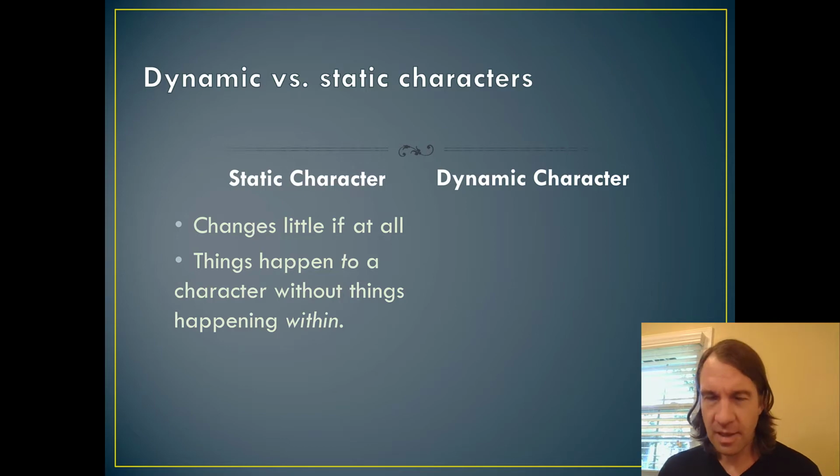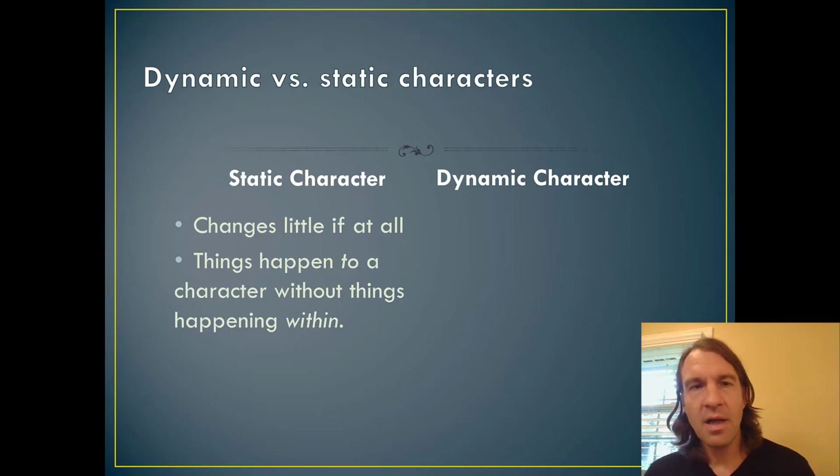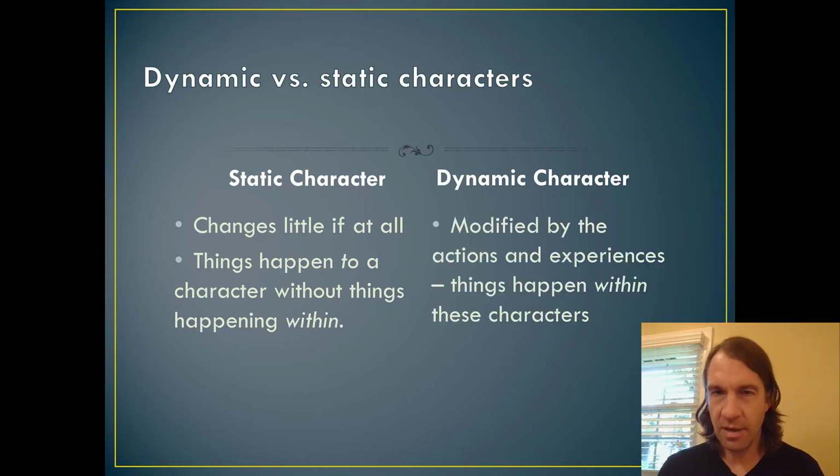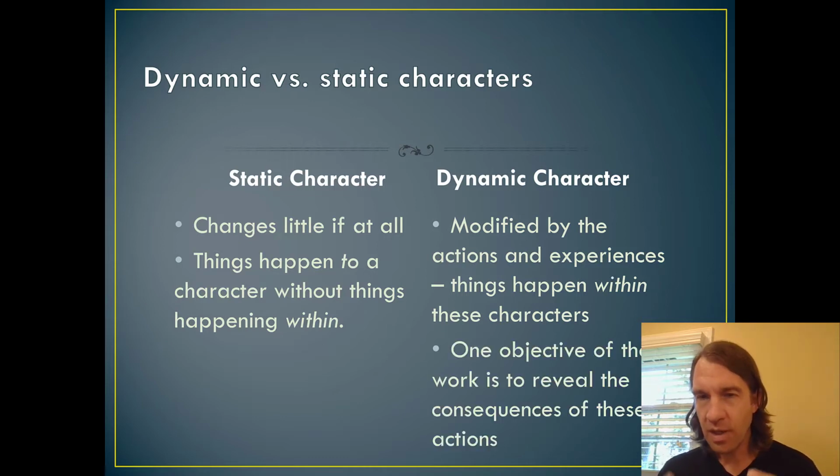Static character, it's a very similar thing we have going on here. Doesn't change very much, and things happen to them, not within them. All right, things happen on the outside, not on the inside. A dynamic character, however, things happen inside. They're modified by the actions and experiences of the novel or play or poem. And that's one of the objectives of the work. In fact, I've heard actors say that they'll often read the first page and the last page of a script, and if that character is the same at the last page as he was at the beginning, they don't really want to read the rest of it.